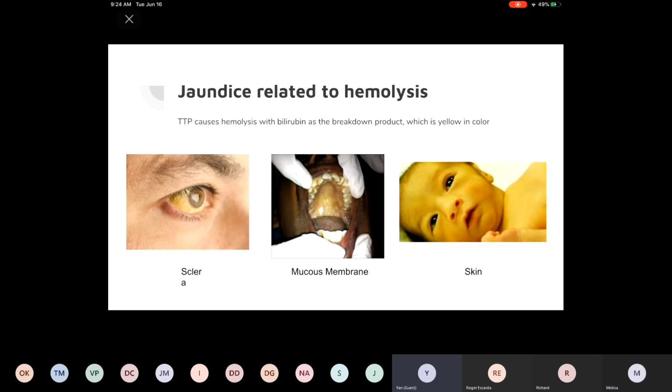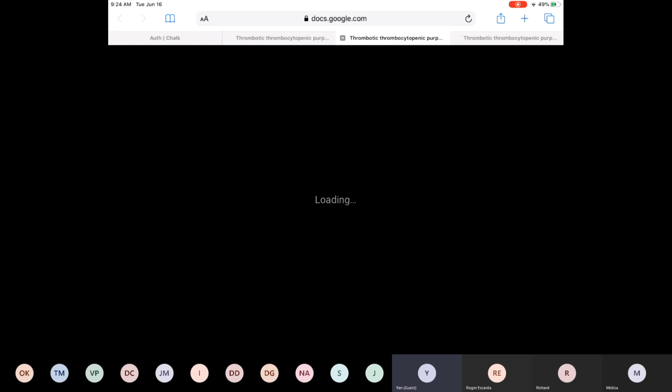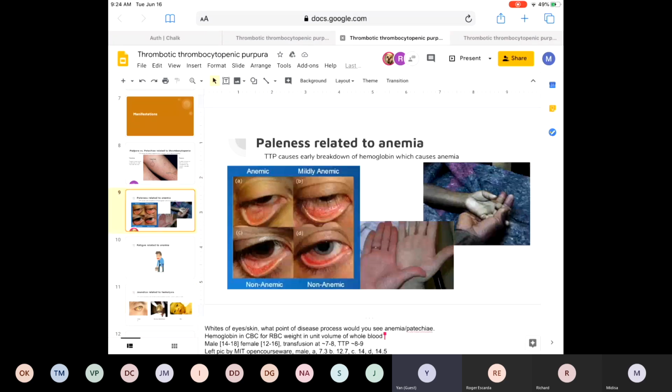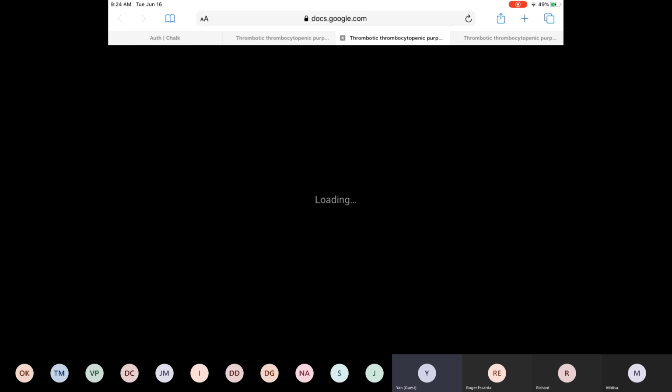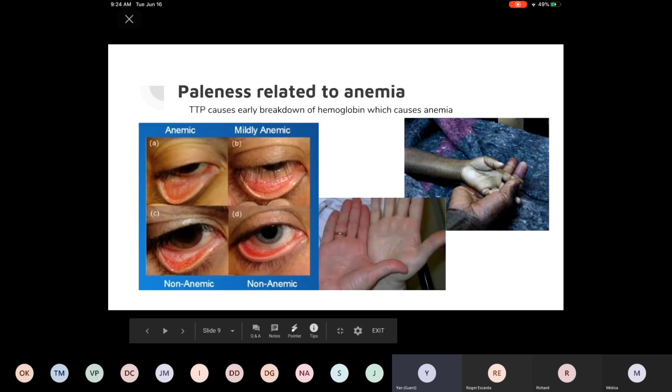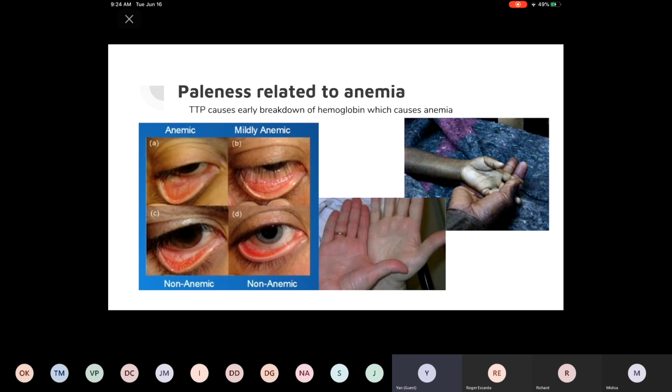Usually, for male, the hemoglobin level is normal from 14 to 18. And for female is somewhere between 12 to 16. That's the C and D in terms of the eyes on the left picture. For TTP, we will be looking at somewhere between 8 and 9.